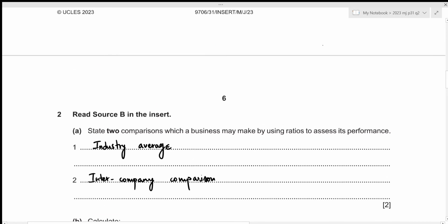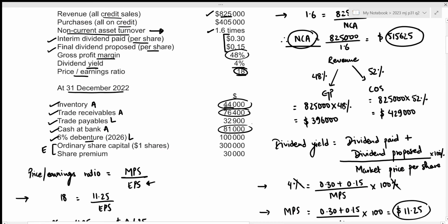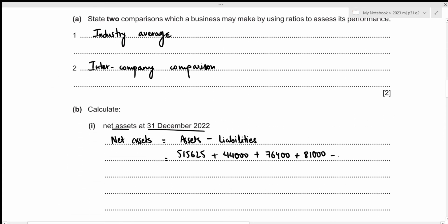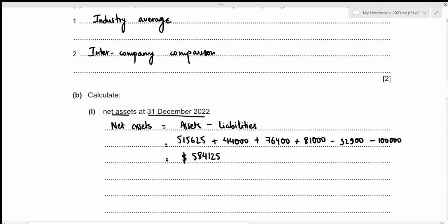Now let's move on to our liabilities. So we have 32,900 and 100,000. That's all for the liabilities. So that will be minus 32,900 minus 100,000. And this gives the value for our net assets to be 584,125. All right, let's move to the second part.